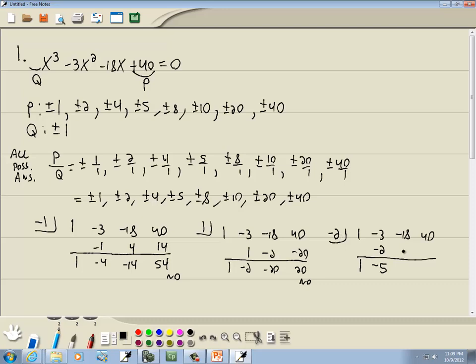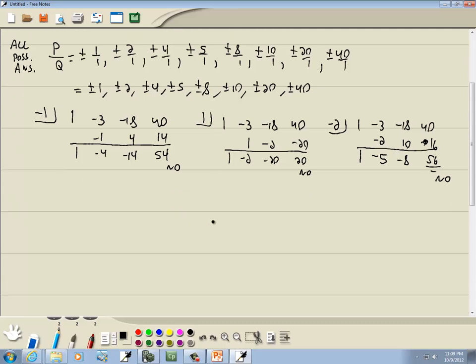Okay, add, multiply, add, multiply, add. Still not there. Okay, so let's plug in the next one, which is positive 2. You get very good at synthetic division. Of course, now that I'm saying that, I probably got like 2 or 3 errors on there, but okay, add, multiply, add, multiply, add, multiply.